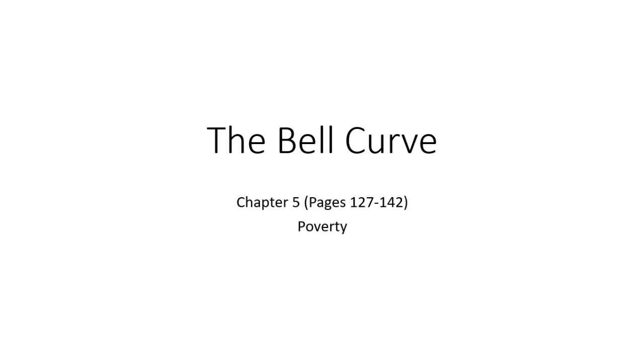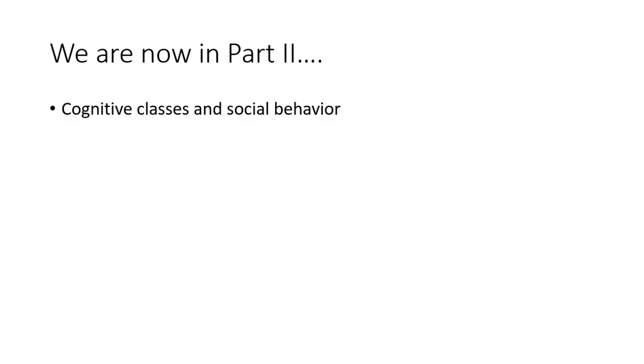If you remember, Part 1 was all about the partitioning of America along these lines of IQ, the rise of the cognitive elite through colleges and occupations, etc. And now we're going to be talking about the social impacts that IQ has on our society. We'll go to this slide here where, like I said, we're in Part 2.